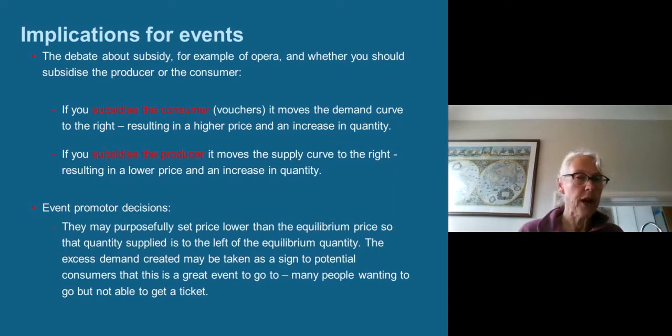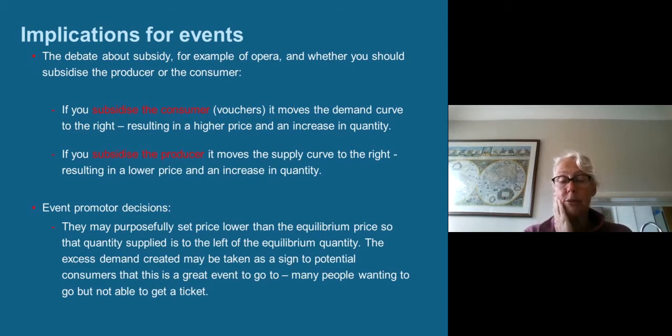So yeah, if you're having difficulty with this, go and do a little bit of reading around the topic, but it has quite important implications for events, and I've got a couple of things here to talk through with you. One is about subsidy. I had a previous example here of the opera, whether you should subsidise the producer or the consumer, but also we've seen subsidy through the Eat Out to Help Out scheme this summer for hospitality venues, which obviously have implications for events. So there's two in the example here. If you subsidise the consumer, so you give out vouchers to the consumers, what tends to happen is it moves the demand curve over to the right, and this results in a higher price and an increase in quantity.